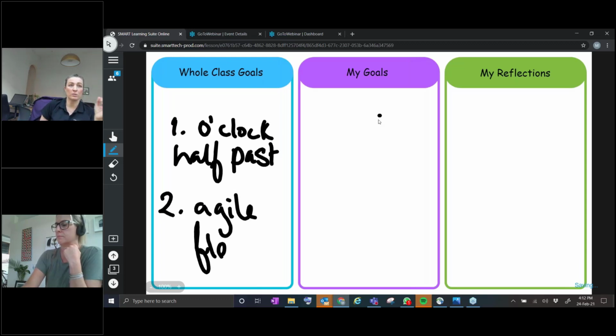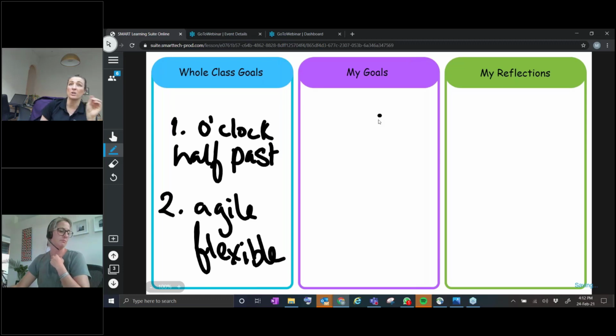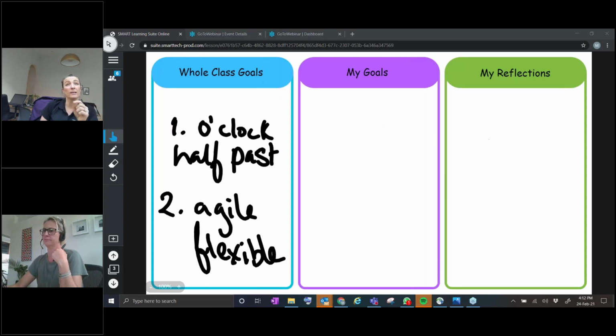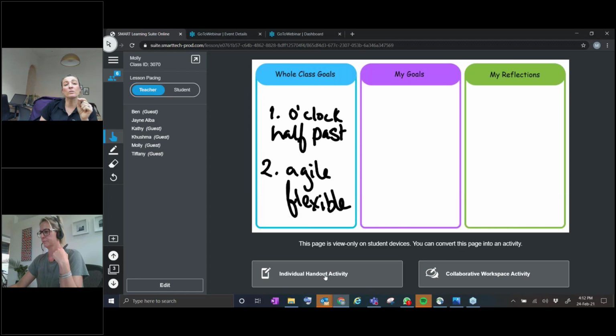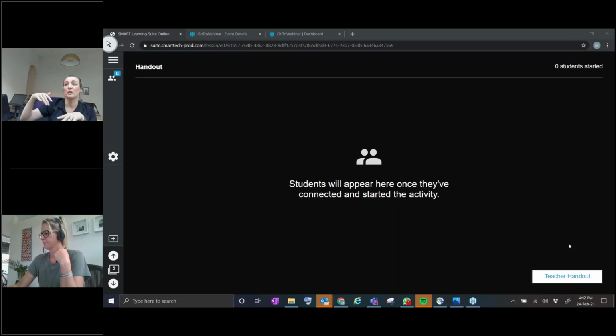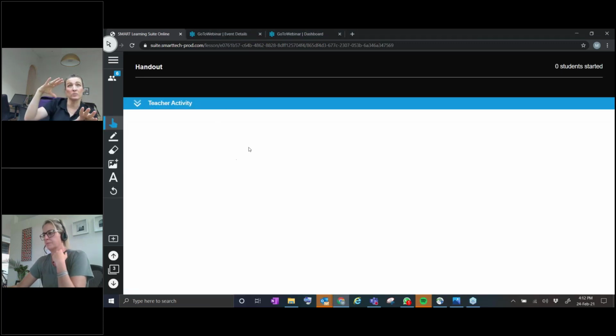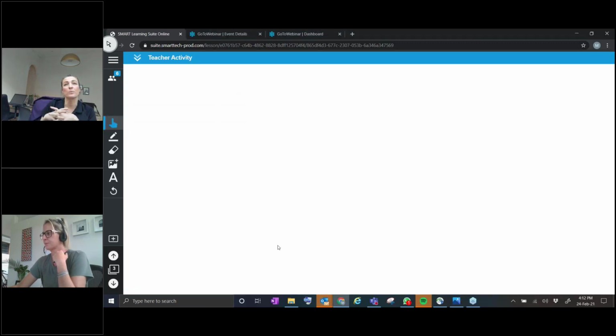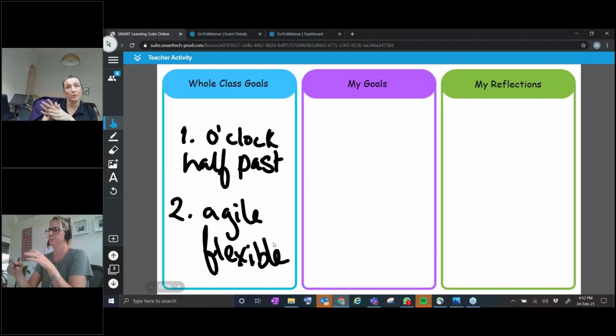So you can see Moles is taking notes. I might type it up as a teacher if I want to. I might use a pen. But then what Molly's going to do now, and what I would do, is I would actually turn it now to a handout. And then that's now going to take the whole class goals and put it in as the template as the handout. So my students are now going to get a copy of the whole class goals, but then now they're going to have the opportunity to write their own personal goals.